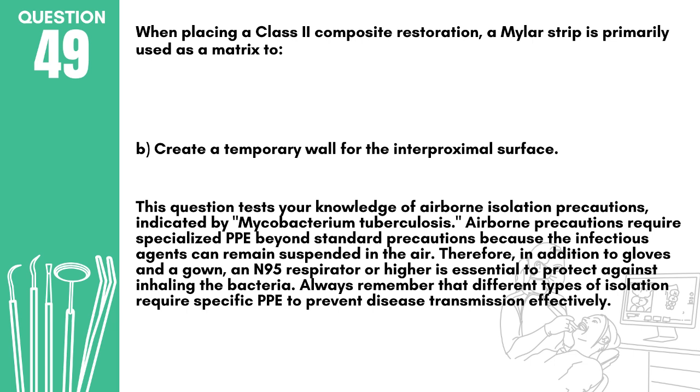This wall contains the composite material and helps form the natural contour of the tooth, ensuring a proper contact point with the adjacent tooth and preventing overhangs. Mylar is transparent, allowing the curing light to pass through. It does not block light, absorb bonding agent, or primarily improve visibility. For example, a mylar strip is shaped around the tooth to allow the composite to be packed and shaped accurately on the side of the tooth. Always remember that a matrix strip helps mold the side of the composite filling.